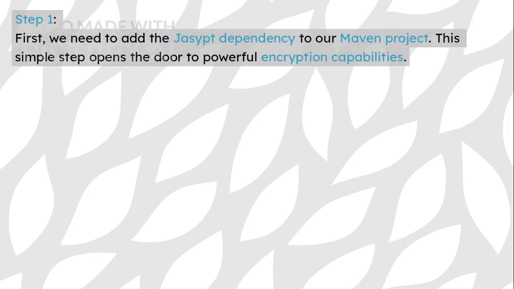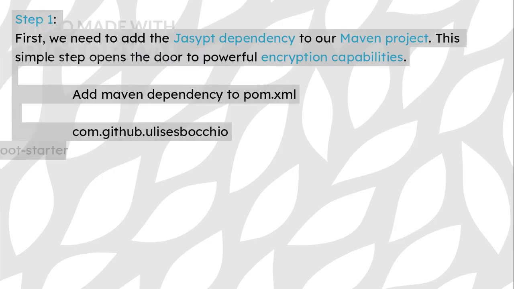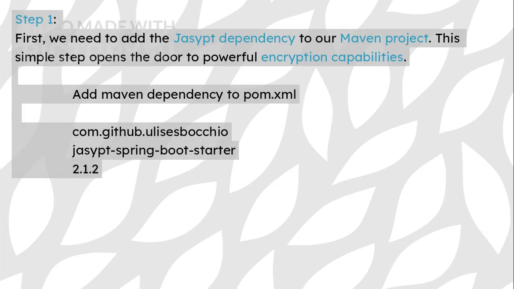To start using this Java simplified encryption technique, we have to add the capabilities to our Maven project. For this, we have to add the Maven dependency into our pom.xml. So this is the Maven dependency. Here I have used version 2.1.2, so you can use a higher version also.